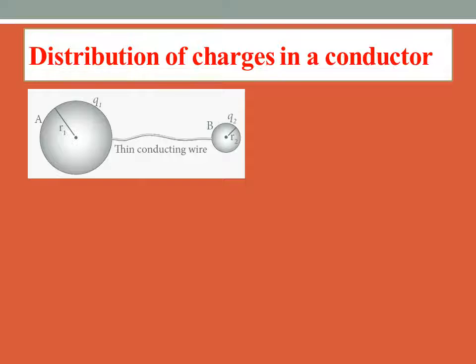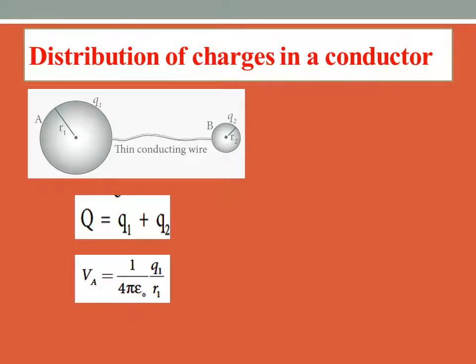Now let Q1 and Q2 be the charges on the spheres A and B, which are distributed over the spheres. So the total charge will be represented as Q, which is equal to Q1 plus Q2. The charges are distributed only on the surface, and as we know, there will be no net charge inside the conductor. The electrostatic potential at the surface of sphere A is VA, which is equal to 1 by 4 pi epsilon naught Q1 by R1.